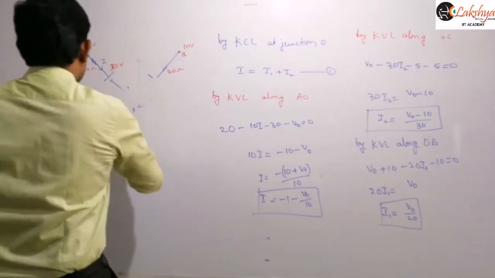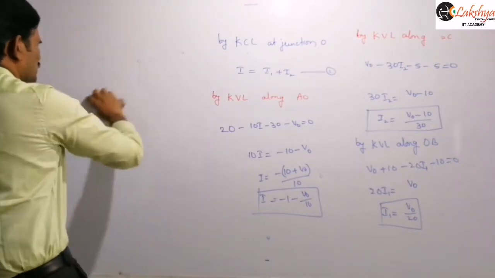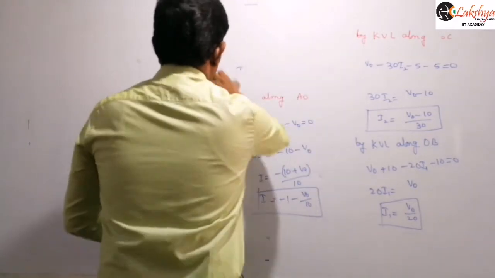So in the case of such junctions, when such junctions are given, you can apply the Kirchhoff law like this.